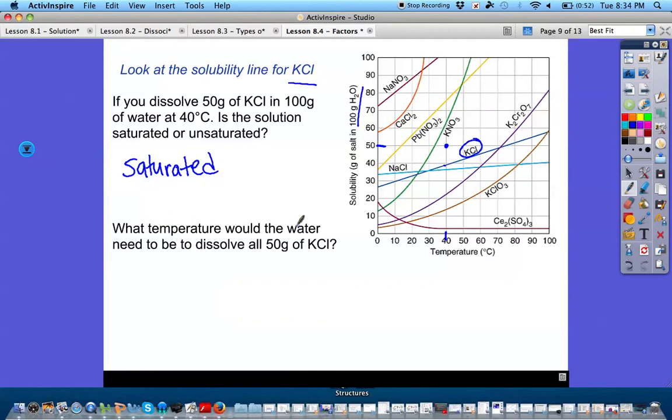So what temperature would we need the water to be at to dissolve all 50 grams of that? So we're just going to follow this over till the line hits the solubility curve, which is at about 75 degrees Celsius. Okay. So you will have the chance to interpret the data for more of these chemicals later on.